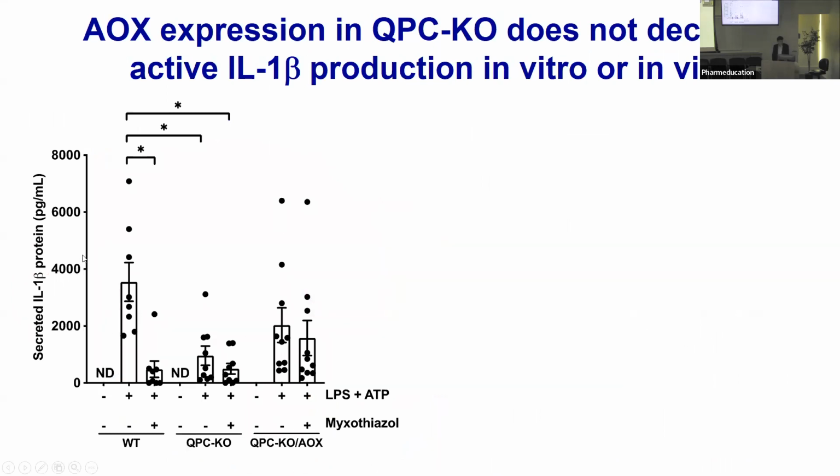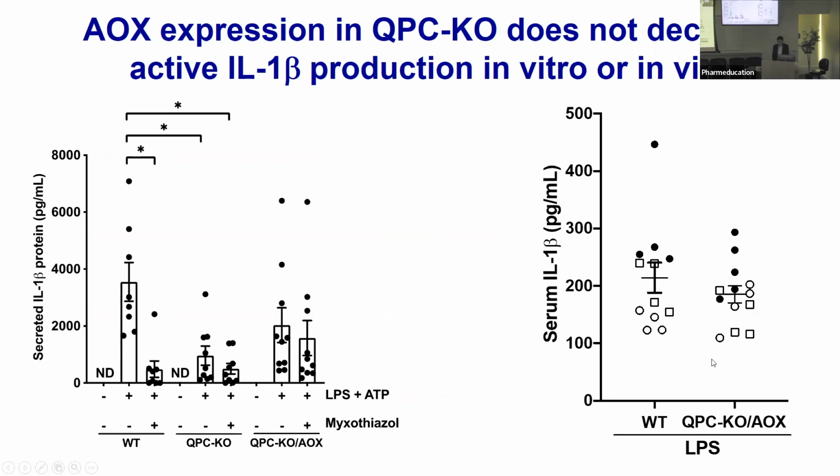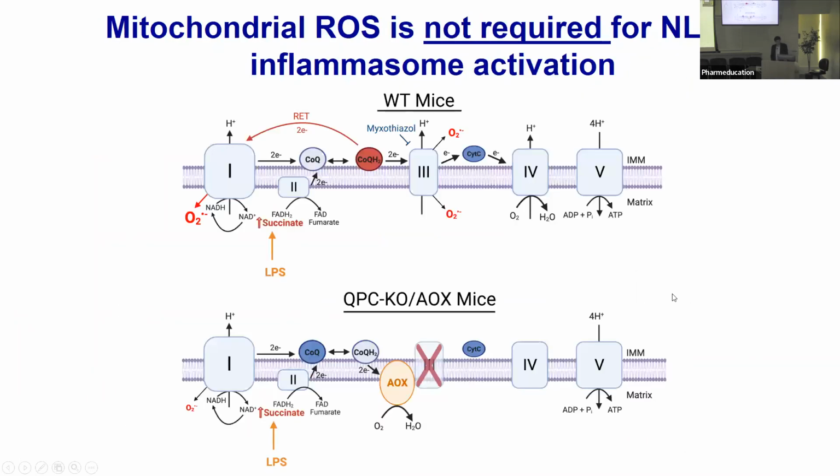Again, we can look at IL-1 beta, it goes down, it's markedly rescued. In vivo, the complex 3 knockout with the AOX, these are the low ROS state, right? They still generate IL-1 beta in response to LPS. And so again, we think that mitochondrial ROS is not required for inflammasome activation.